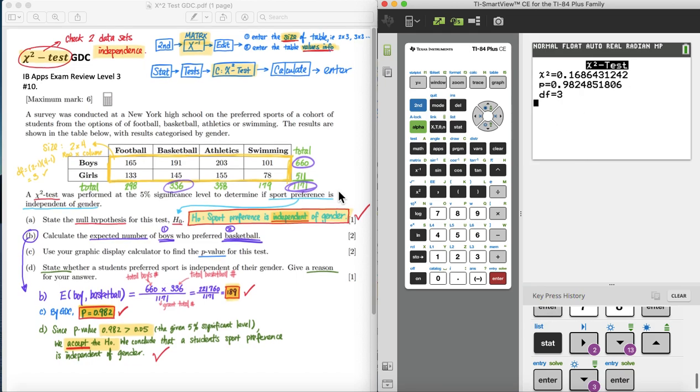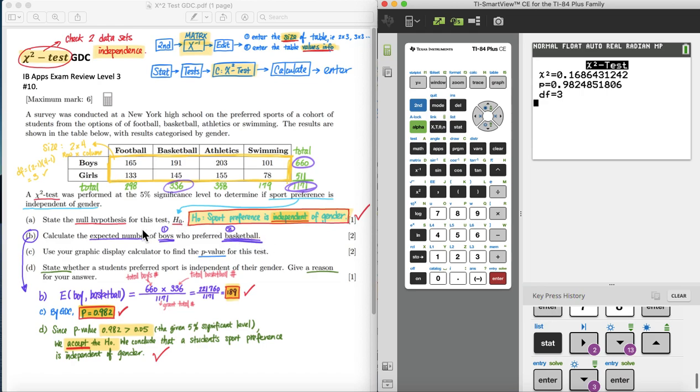Make sure that for the null hypothesis of the chi-square test, we emphasize the independence between the two data sets. This story is talking about the preference of sports versus gender. So the null hypothesis, H0, has to be that sports preference is independent of gender. What will be my alternative? That it's not independent. That's easy, right?